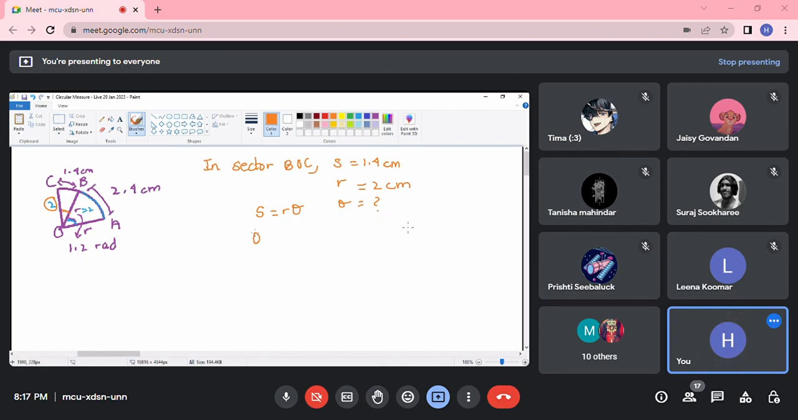So theta is equal to S over R. Theta here, in this situation, is equal to the angle BOC. So BOC is equal to S over R. So what is the value of S? S is 1.4 centimeters and the value of R is equal to 2 centimeters. Okay, so therefore angle BOC is equal to 0.7 radians. And we have completed the question on how to find the radius and angle using just one formula, S is equal to R theta.